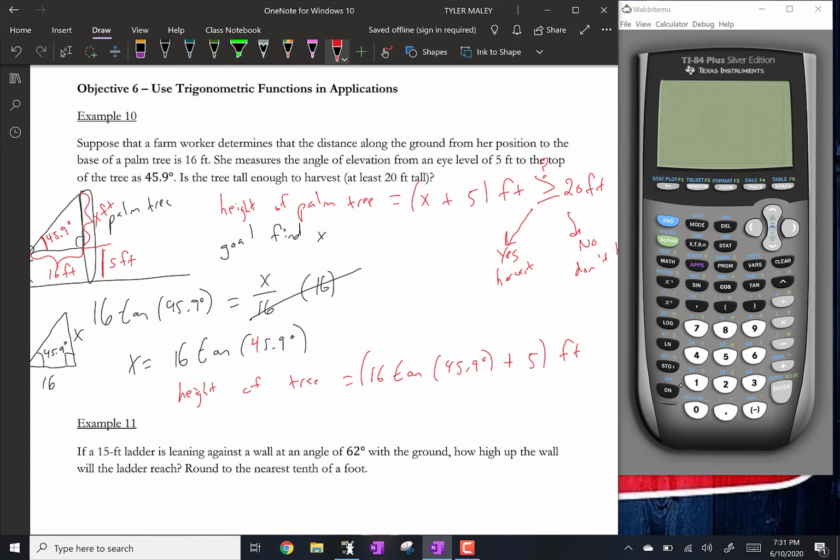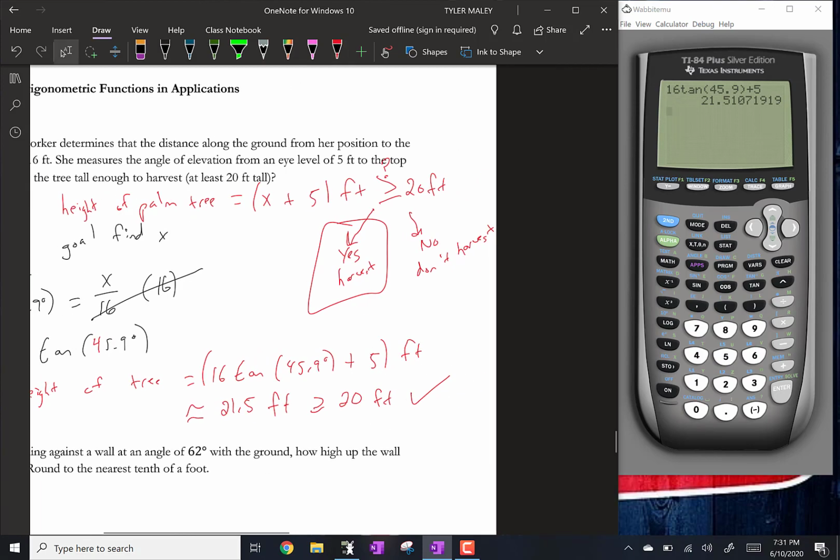So if I take, I want to make sure my mode is in degrees. So we would take 16 times tangent of 45.9 plus 5, and we get roughly 21.5, right? So this is approximately 21.5 feet, which is greater than or equal to 20 feet, right? So we're good. So the conclusion would be yes, right? So we could say, yes, the tree is tall enough to harvest, right?